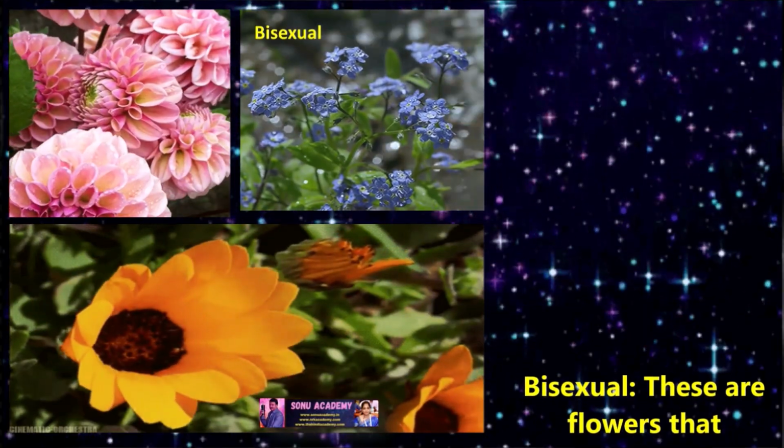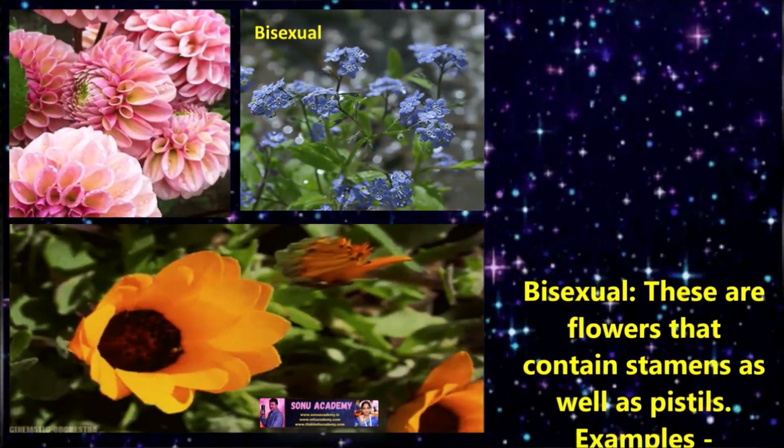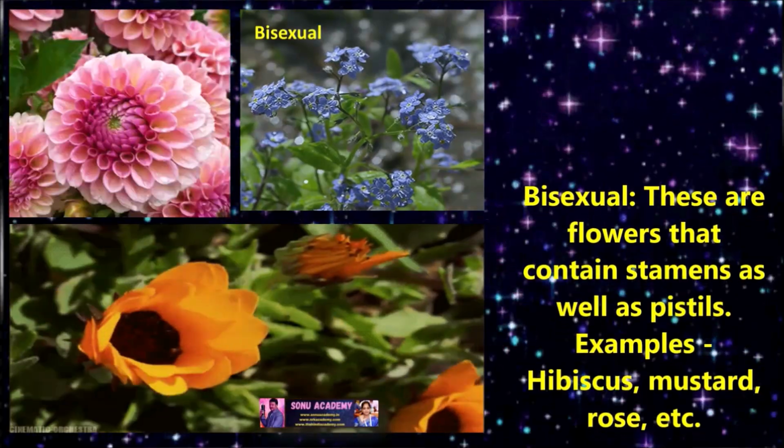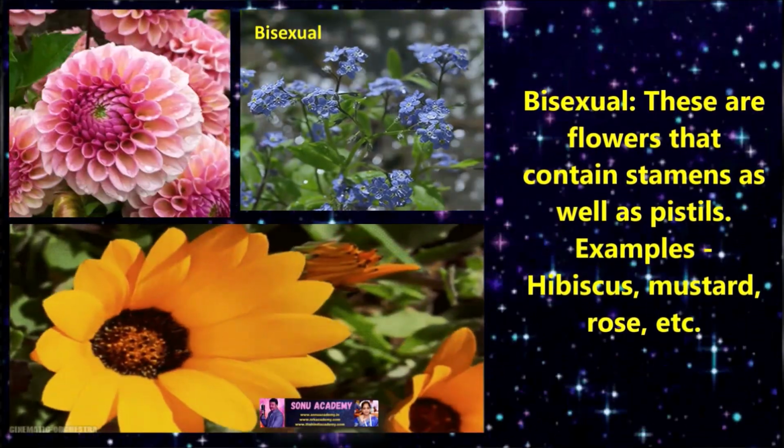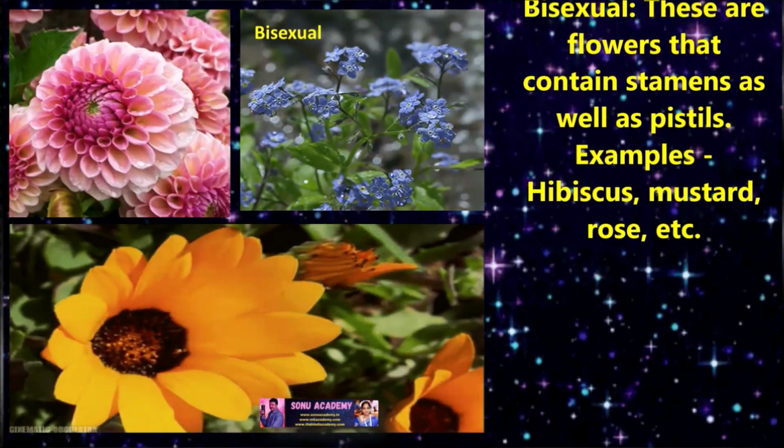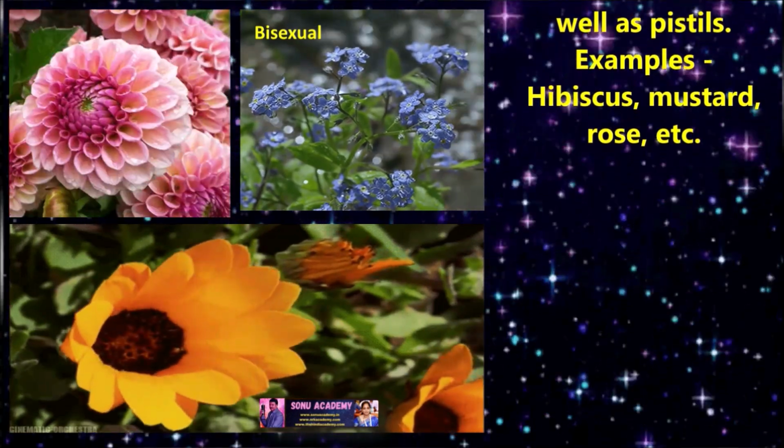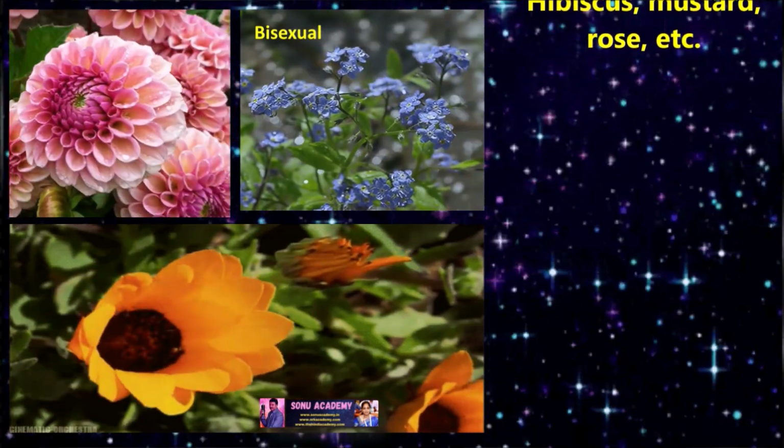Children, now let us see what bisexual flowers are. Bisexual flowers contain both stamens and pistils, meaning both male and female reproductive parts of a flower. Examples are hibiscus, mustard and rose, etc.